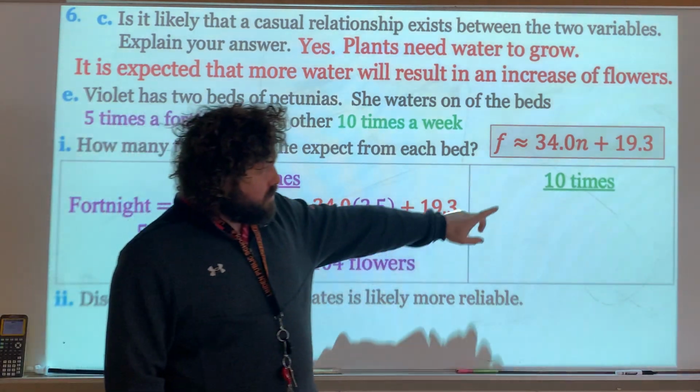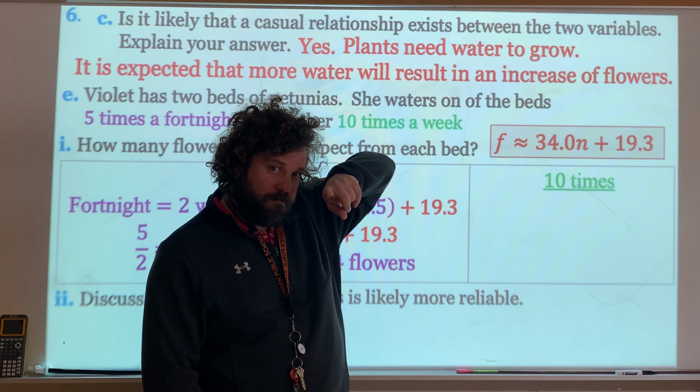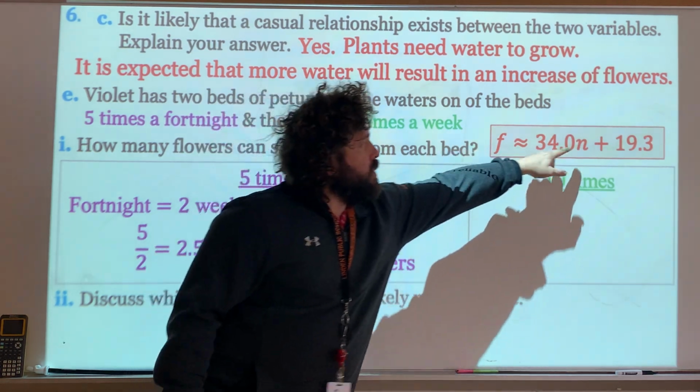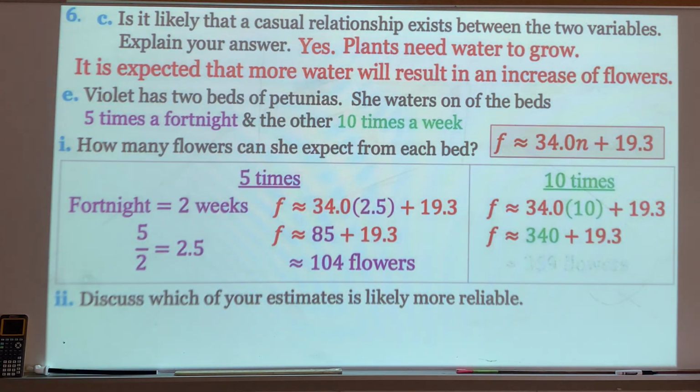So for 10 times a week, do you think it's going to be more or less? Of course it's going to be more. 340 plus 19 is 359 flowers. Now, which one of these seems to be reasonable?